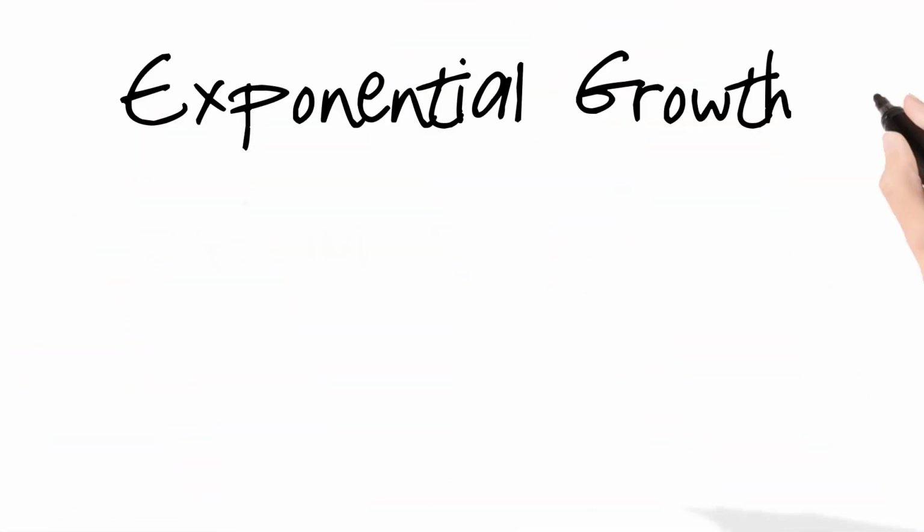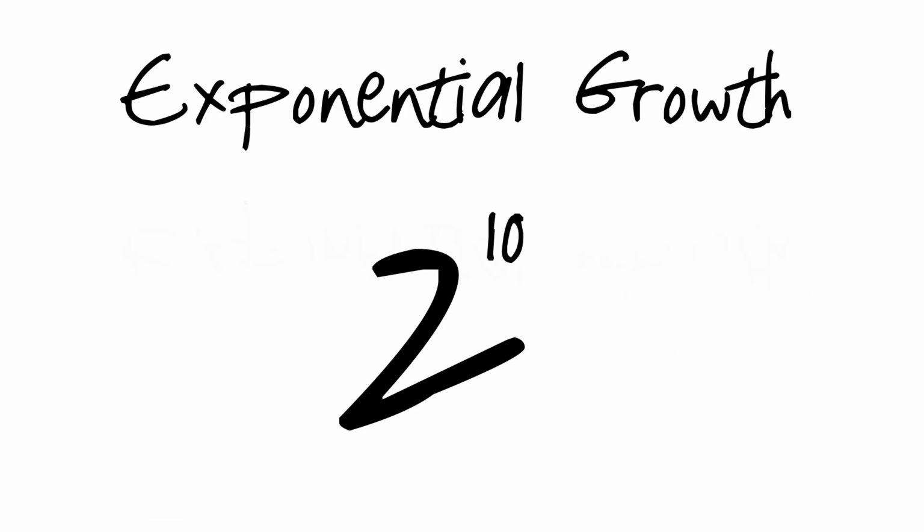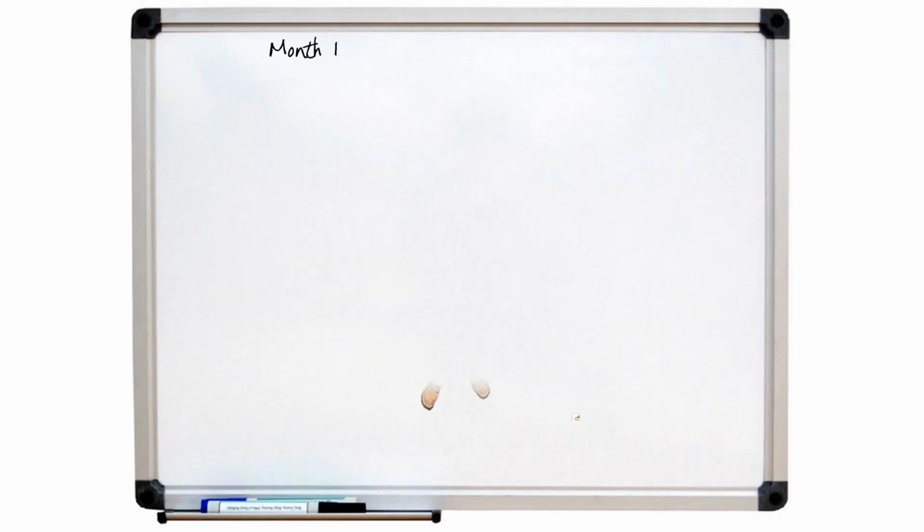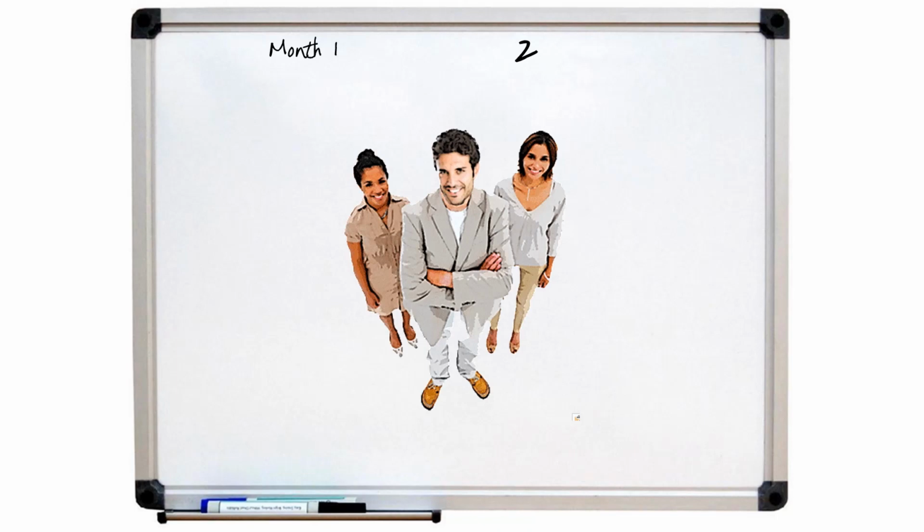Number two, building a Rain business is based on the principle of what's called exponential growth. Let's take a look at how that works. Let's say that in month 1, you personally sponsor just 2 people. And then those 2 people sponsor 2, who sponsor 2, etc. Let's look at that growth.